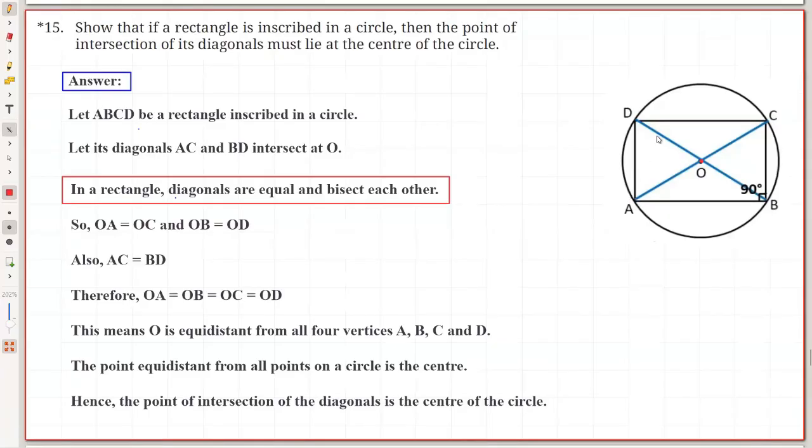And also diagonals are equal means AC is equal to BD. So therefore we can say OA is equal to OB, OB is equal to OC, OC is equal to OD. So this means O is equidistant from all the four vertices A, B, C, D. The point equidistant from all the points on the circle is the center. Hence, the point of intersection of its diagonals is the center of the circle. Right, so now next question.